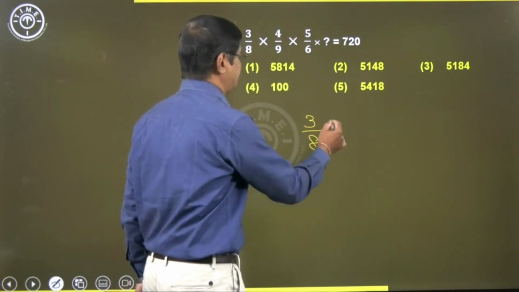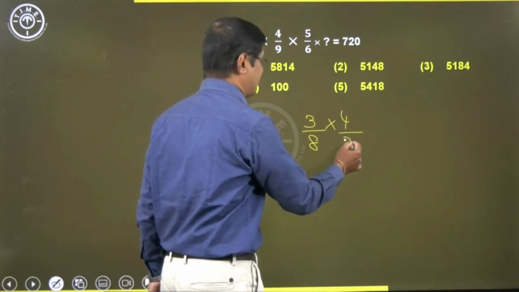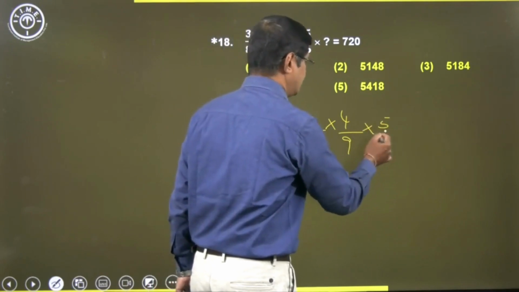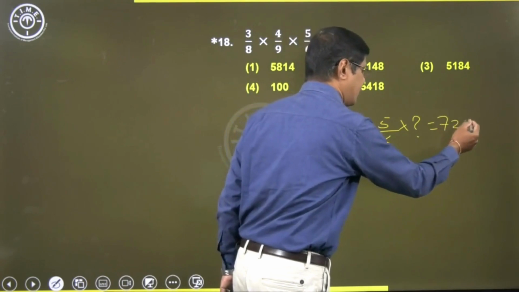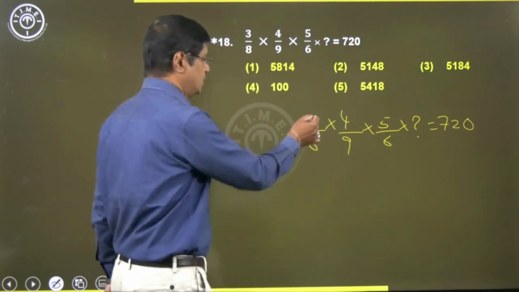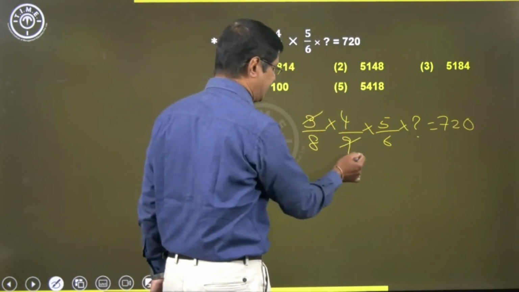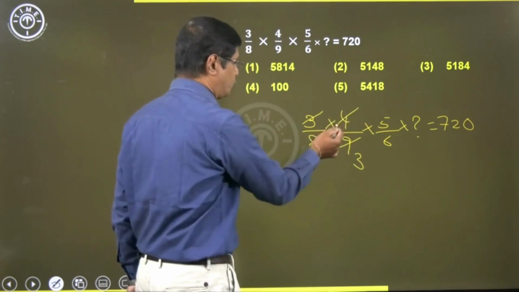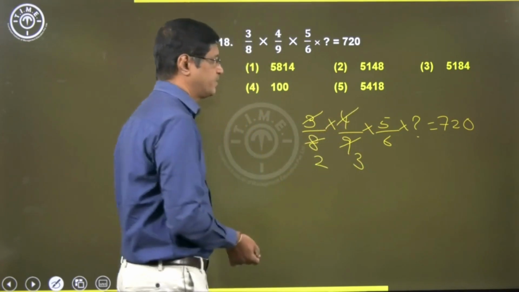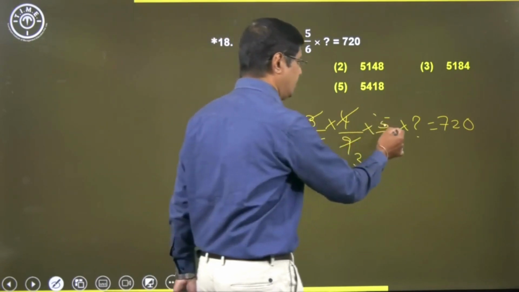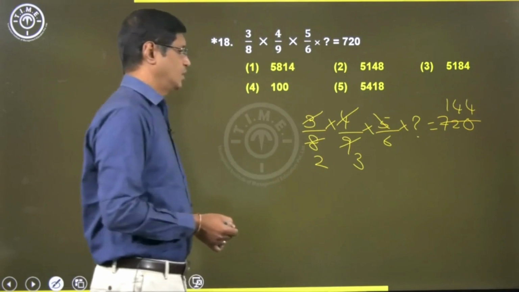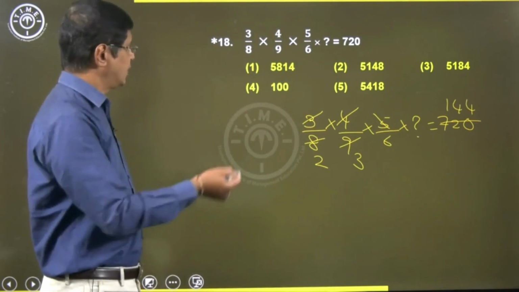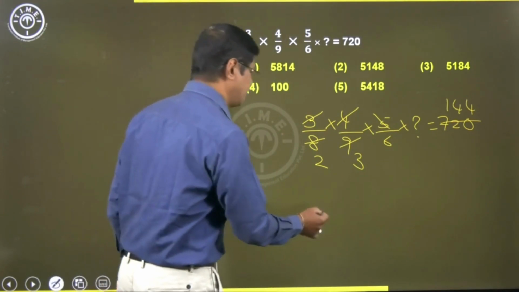3 by 8 and 4 by 9, 5 by 6 into question mark is equal to 720. Yes, my dear students, simplify this. 3 goes exactly 3 times in 9. 4 goes exactly 2 times. Now, what is next here? It goes 144 times.